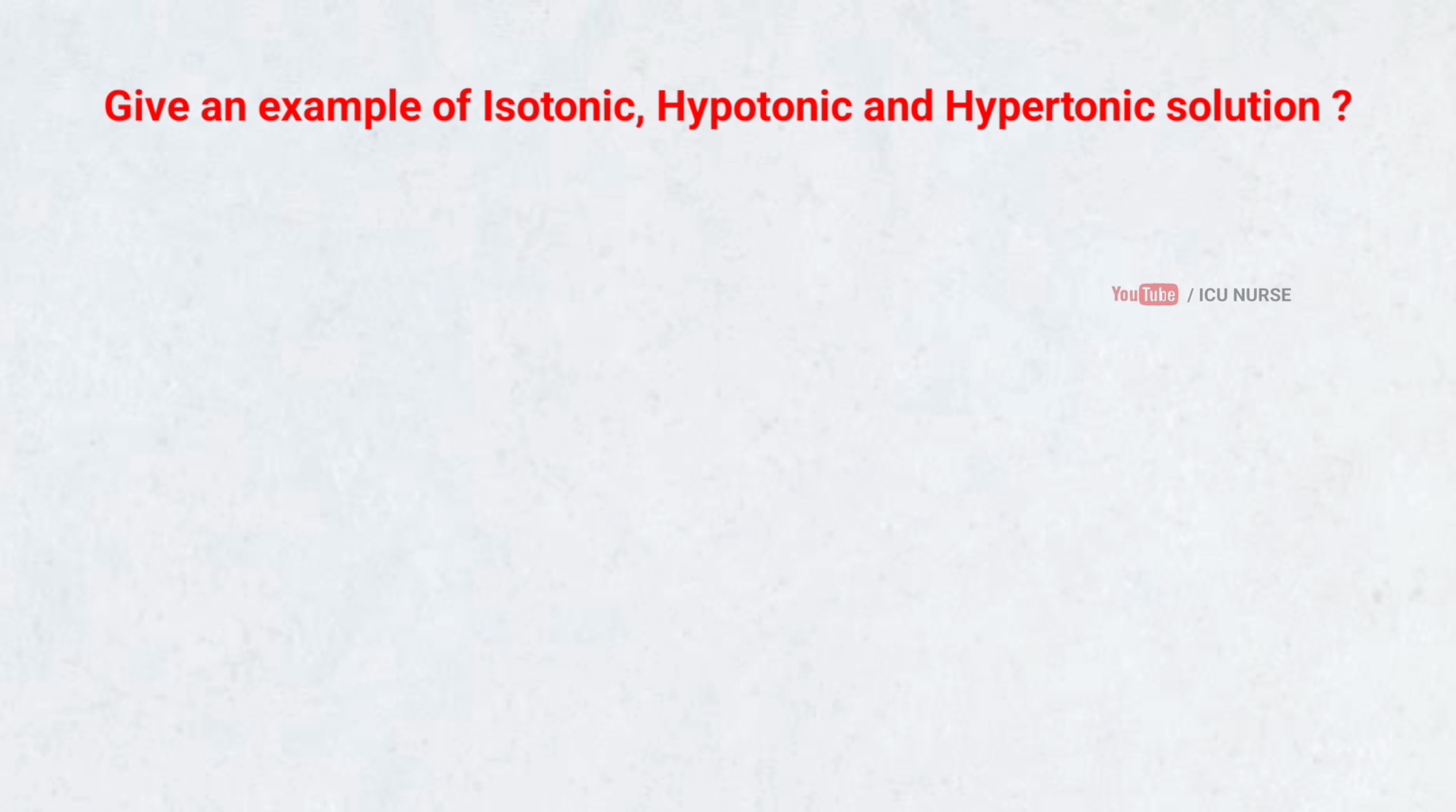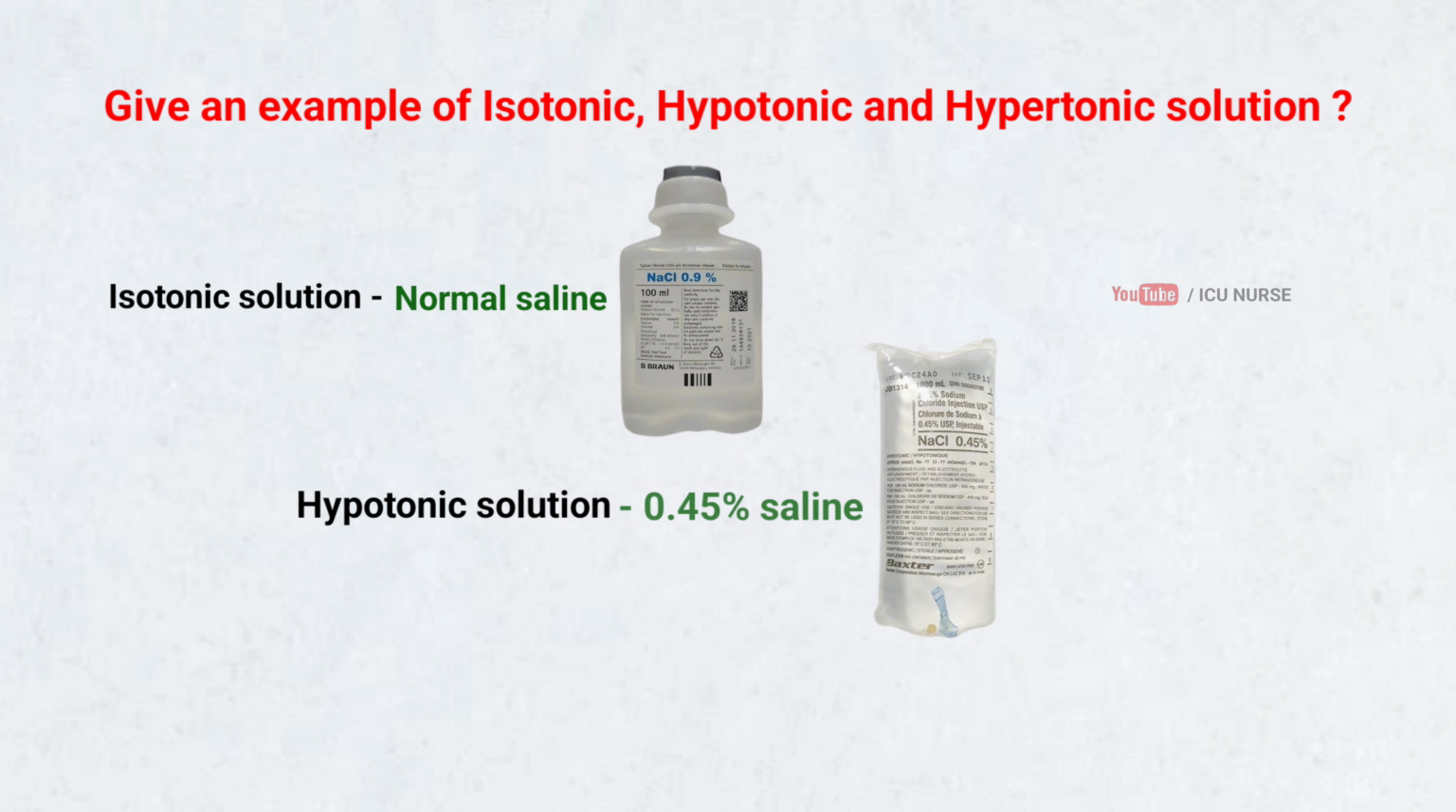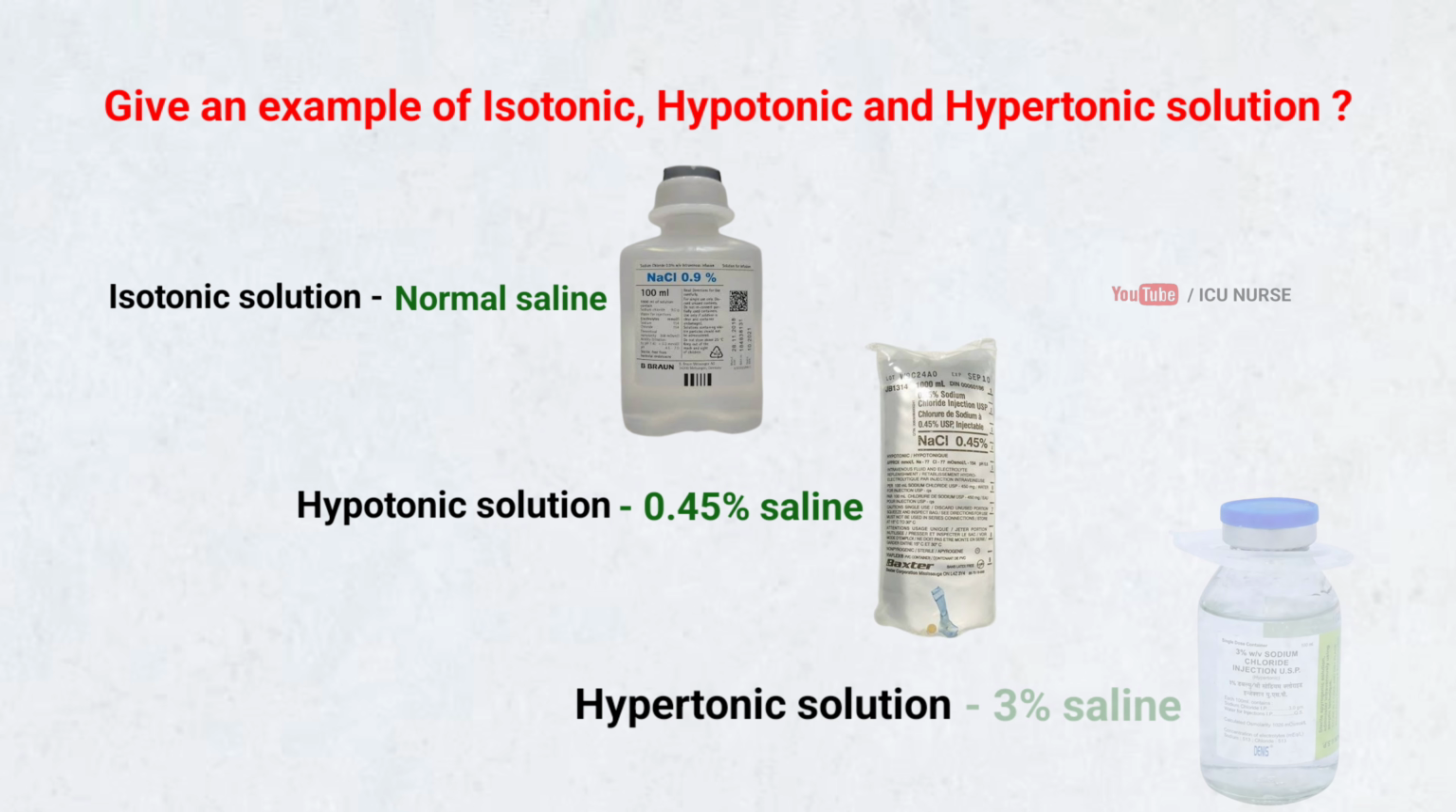Give an example of isotonic, hypotonic, and hypertonic solution. Isotonic solution, normal saline. Hypotonic solution, 0.45% saline. Hypertonic solution, 3% saline.